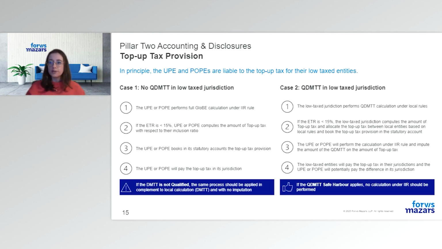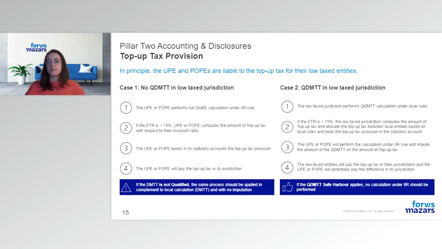And then the UPE or the POPE will book the top-up tax provision in their accounts, and they will be liable for the top-up tax in their jurisdiction. So everything goes up to the most upper entities in the group.